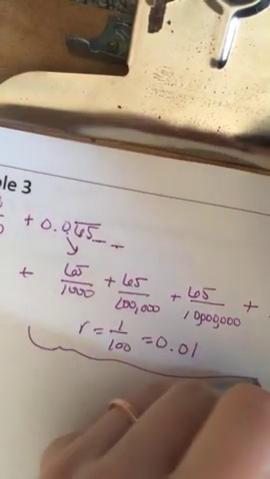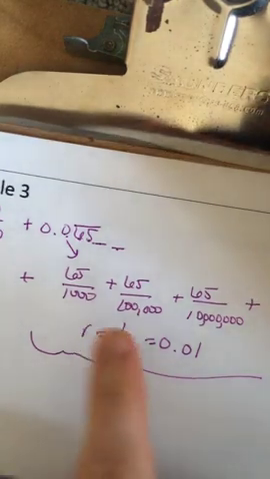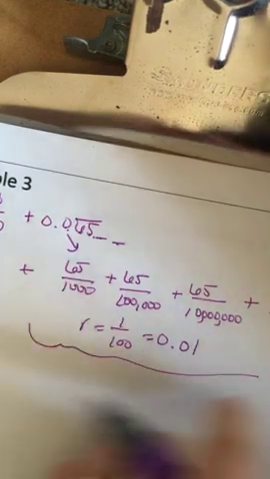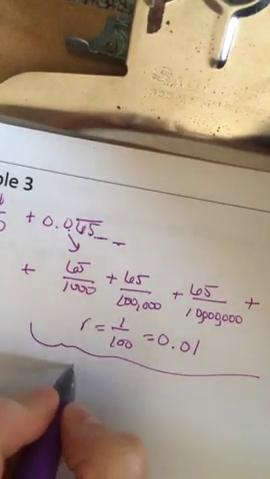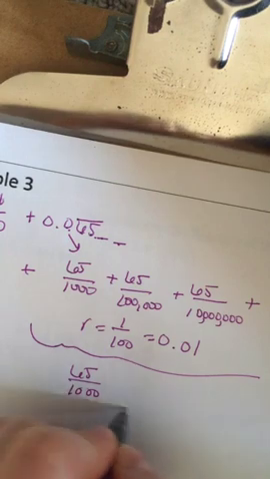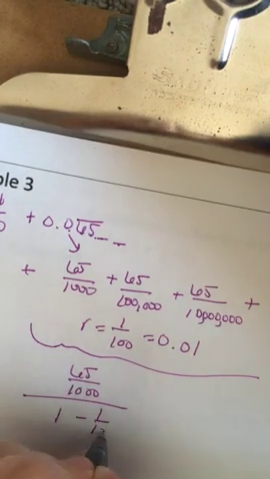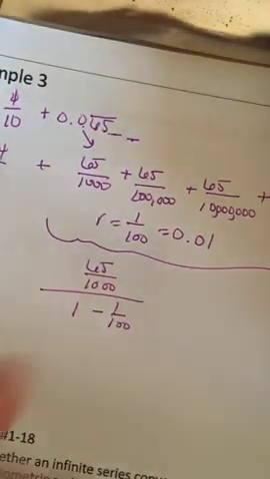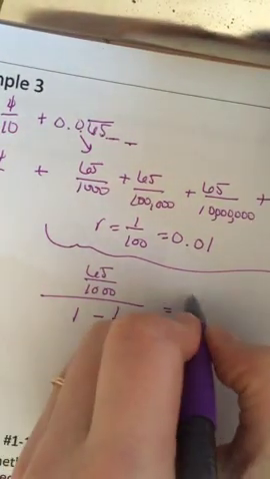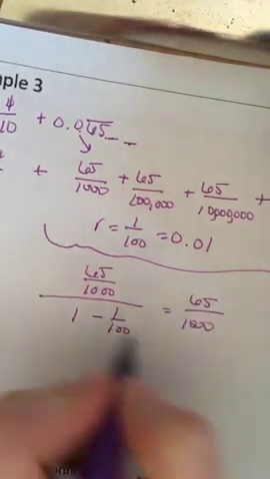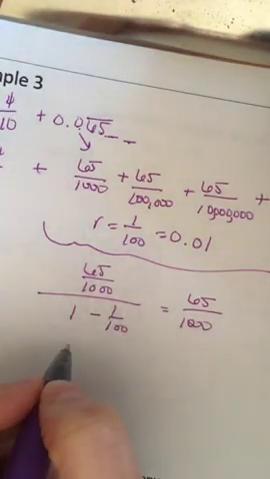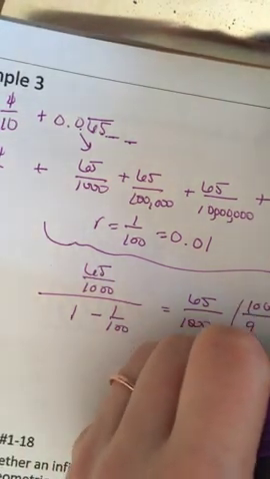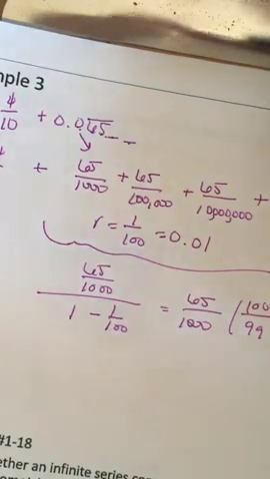So if this section is getting smaller each time, so I have an R, so it is geometric, and this R is less than 1, this section itself will add up to 65 thousandths divided by 1 minus 1/100. I'm using fractions just because it makes simplifying simpler. And my calculator's dead and charging. So this will be 65 thousandths. This is 99 hundredths in the denominator as a fraction. So I'm multiplying by the reciprocal, which is 100 divided by 99.